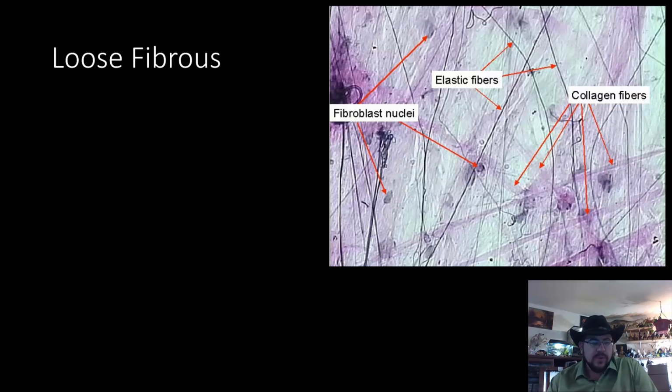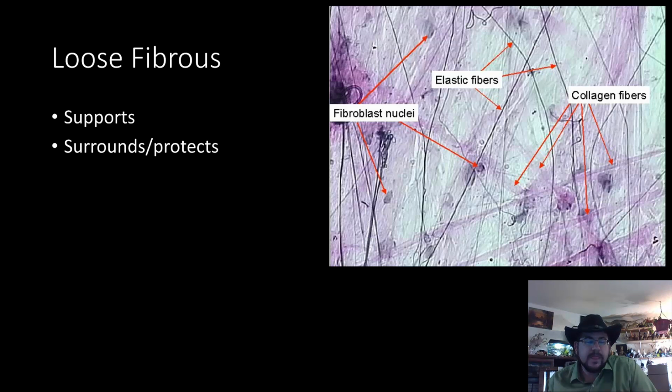Okay, so fibrous connective tissue comes in multiple types. So loose fibrous connective tissues. We have a lot of elastic fibers in loose fibrous connective tissue. These support tissues and organs. They also surround and protect the tissues and organs. So those collagen fibers there provide strength and some flexibility, and then the elastic fibers provide significant flexibility.